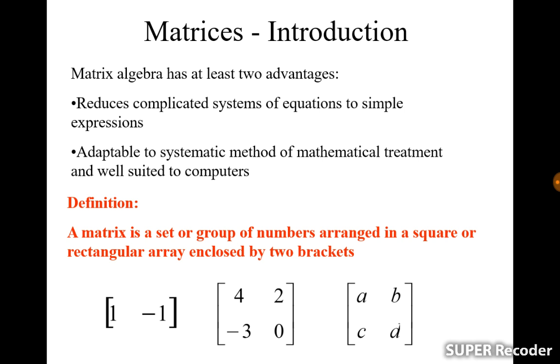Definition: a matrix is a set or group of numbers arranged in a square or rectangular array enclosed by two brackets like this.